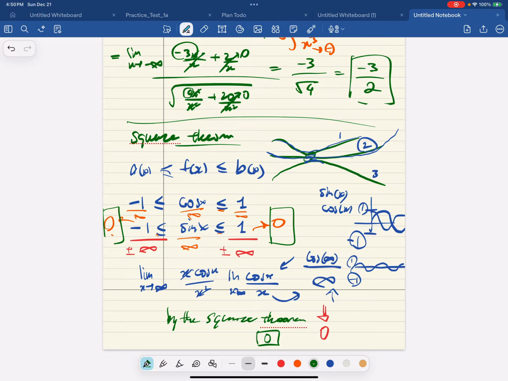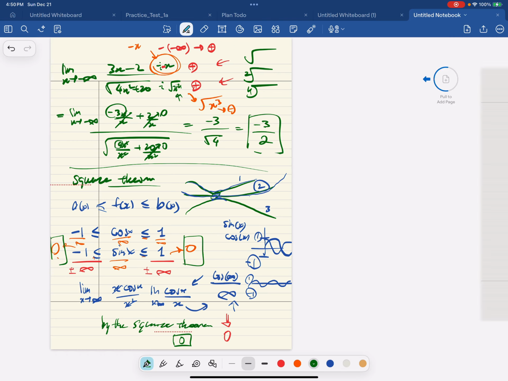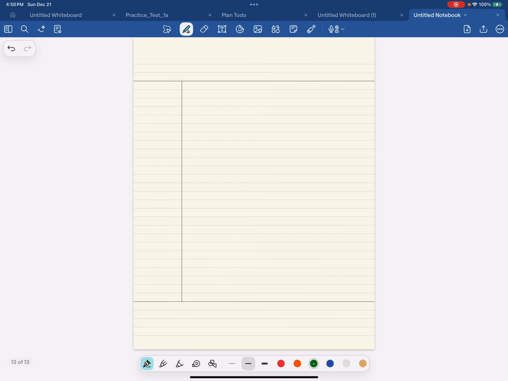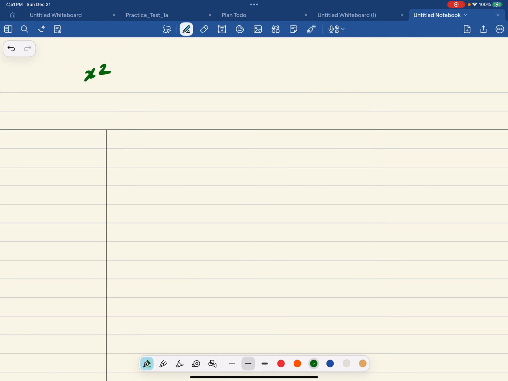To show your work in this kind of question, you just need to say by the squeeze theorem, the answer is equal to 0. And the squeeze theorem does not always have to be for cos or sine. It could be for a normal looking function, but they will usually give you the function.